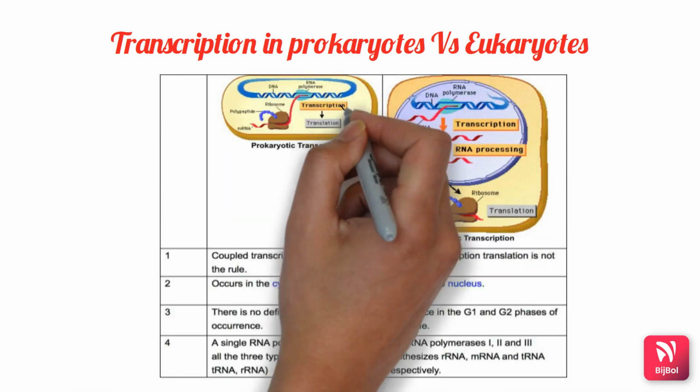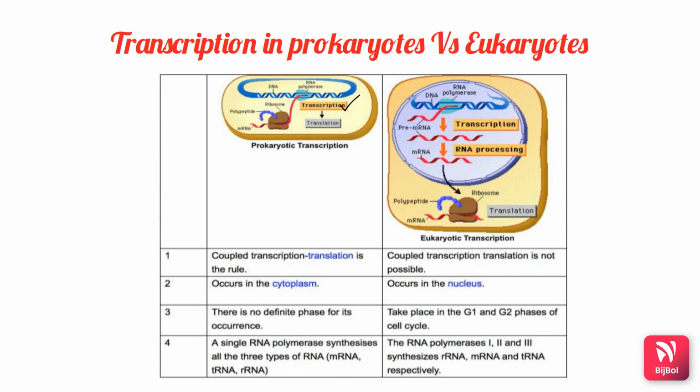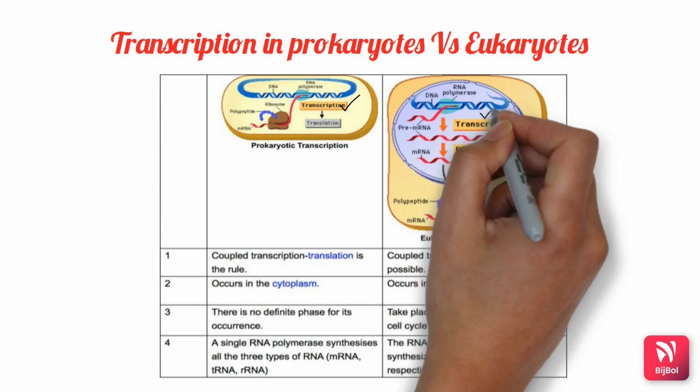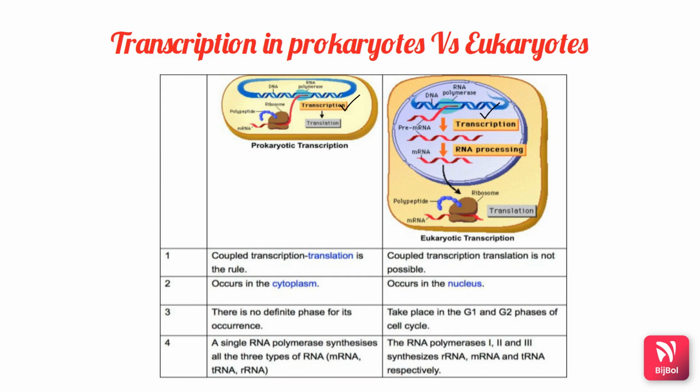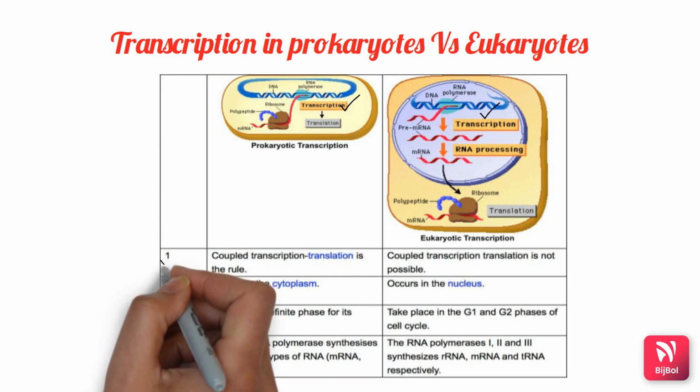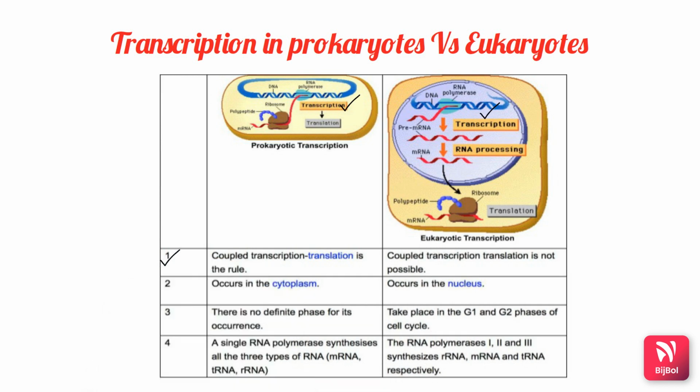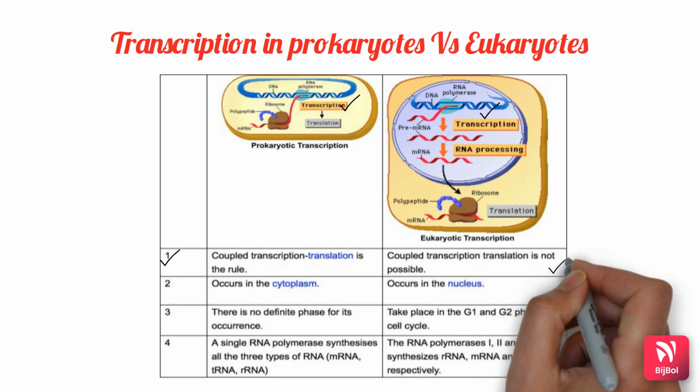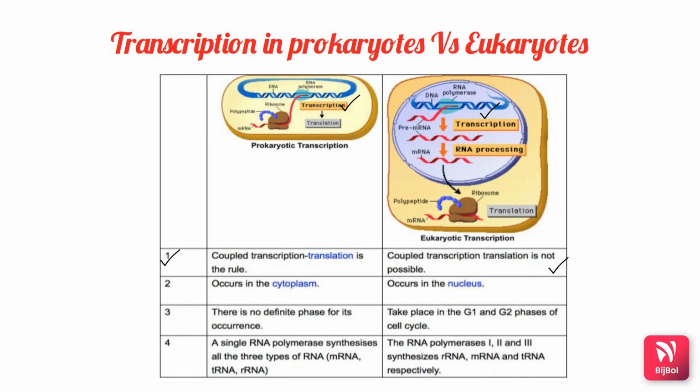If you can see in this picture, in prokaryotes, transcription is taking place in the cytoplasm, whereas in eukaryotes, transcription is taking place in the nucleus. In prokaryotes, coupled transcription and translation is the rule. That means transcription and translation occur simultaneously in prokaryotes, whereas in eukaryotes, coupled transcription and translation is not possible.